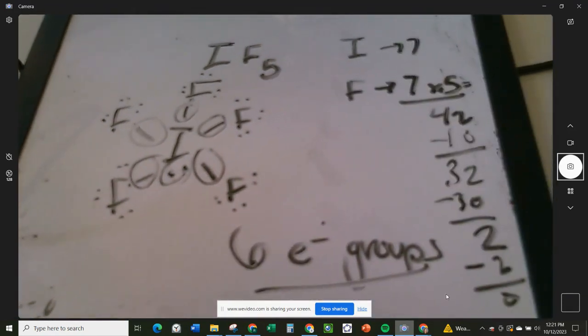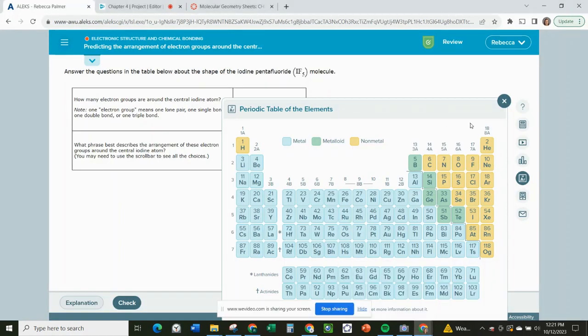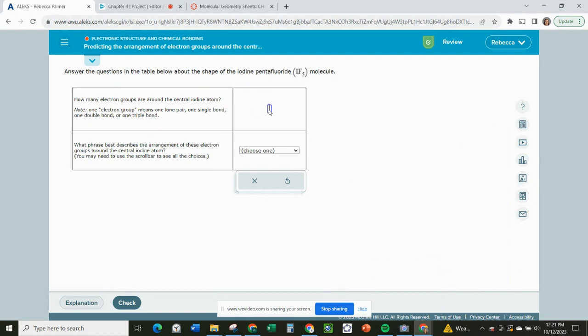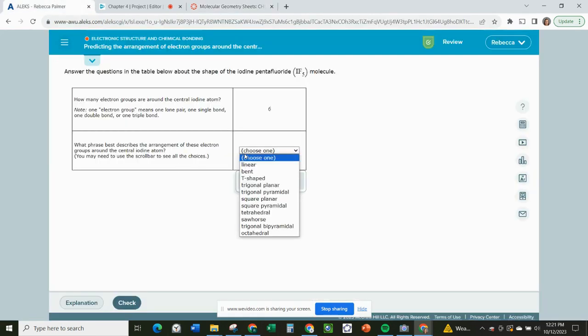So now we'll go back to Alex and use our electron geometry sheet. This has 6 electron groups, and let's read this. It says, what phrase best describes the arrangement of these electron groups? If it's talking about electron groups, then we're just using this column, electron groups. We don't care about the lone pairs. So because it has 6 electron groups, it's going to be octahedral. So let's go back here and find octahedral.